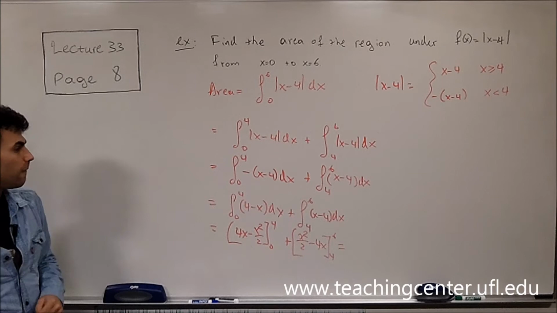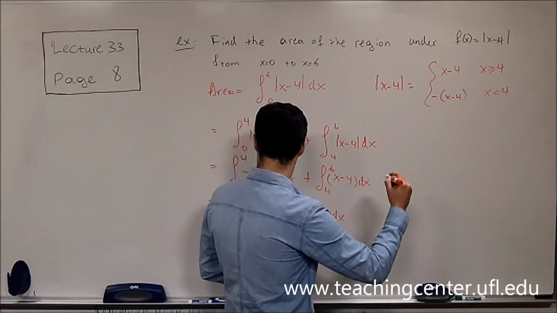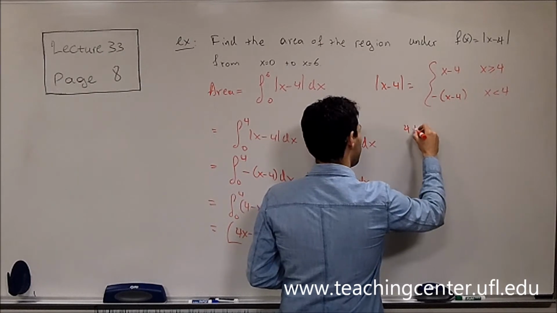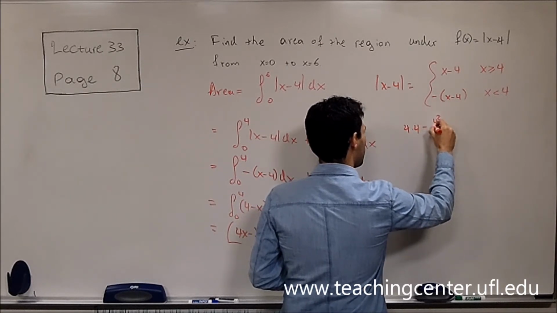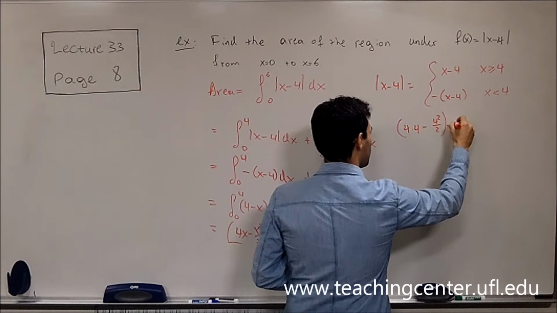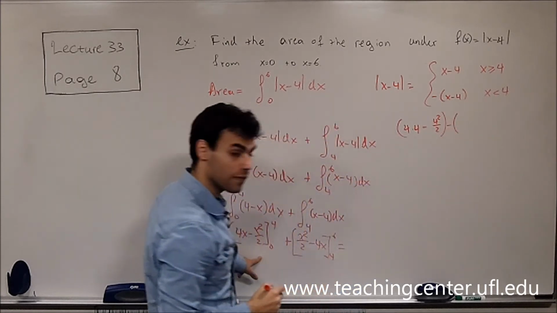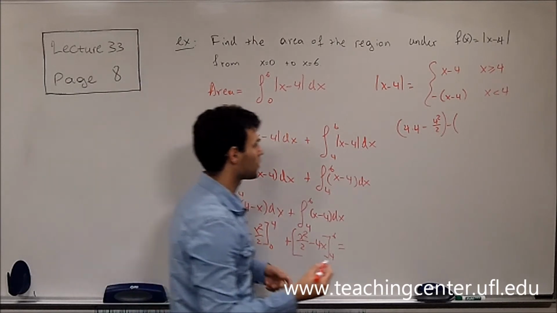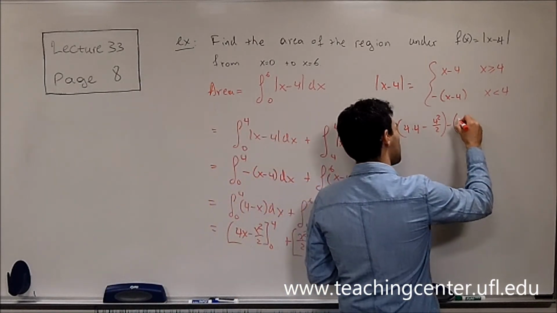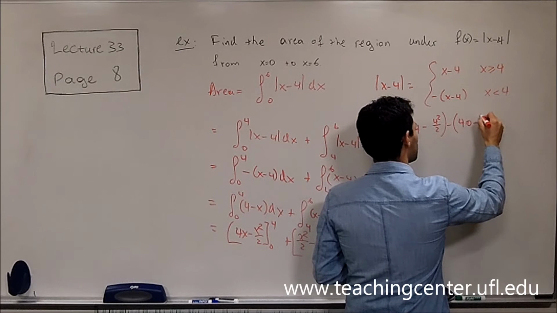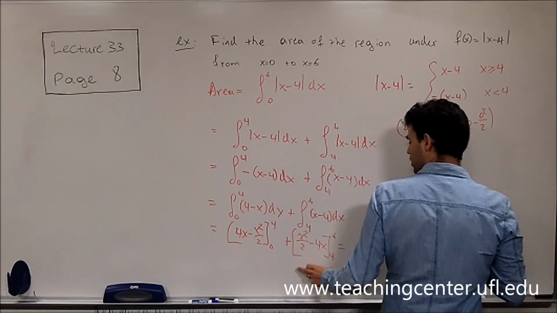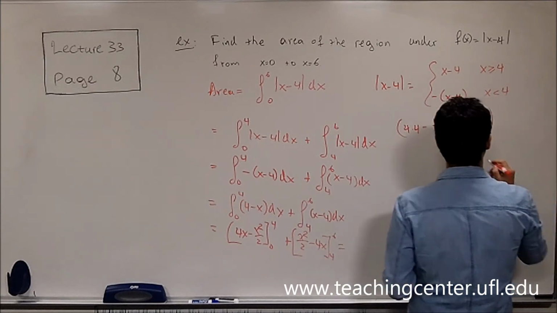Okay, and let's plug in the 4. You will get 4 times 4 minus 4 squared over 2, minus, so that's just the first term still. So now I need to plug in 0 here, which will just give me 0 because it's 4 times 0 minus 0 squared over 2. That was the first term. And now let's go and try to figure out this guy.